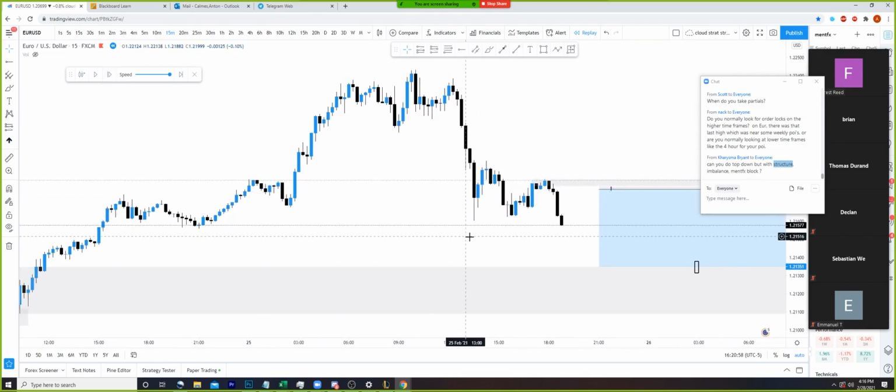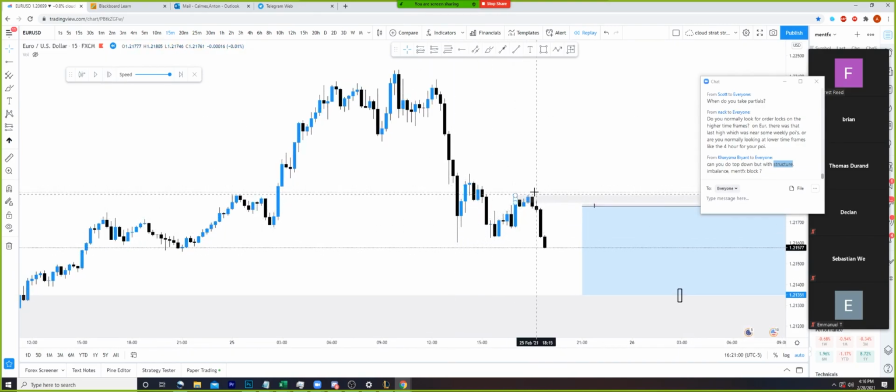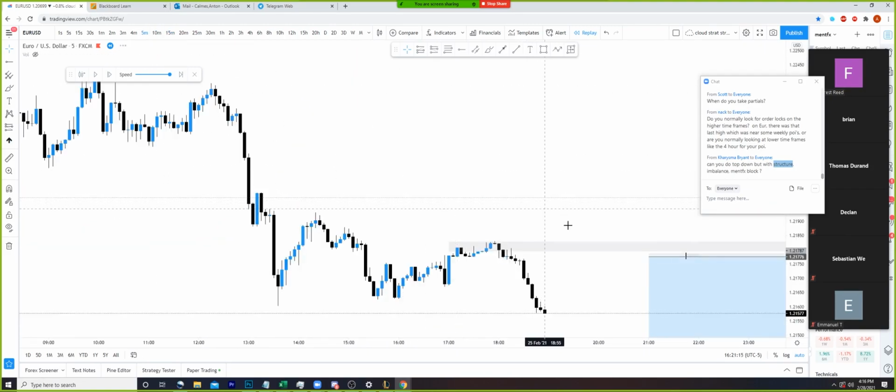Okay, so we created that. So as you can see, we created that supply zone and we came and tested that supply zone. After testing it, we left behind this supply zone here, and that supply zone was actually mitigated with this move here. Right, but that means that only the 15-minute supply zone, which is seen as this last up move before the down move, has been mitigated. That does not mean that something lower has not been mitigated yet.